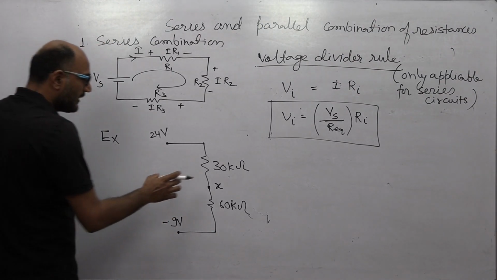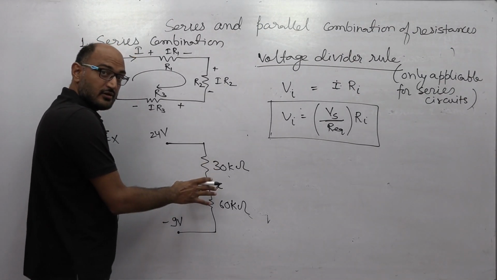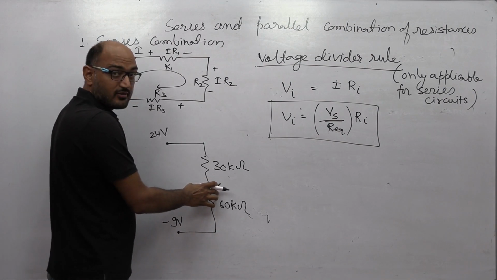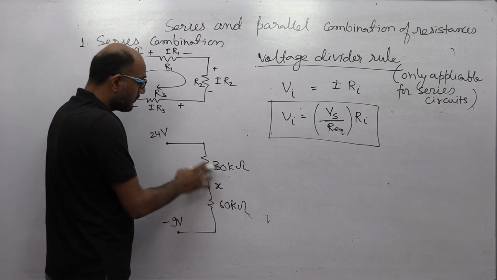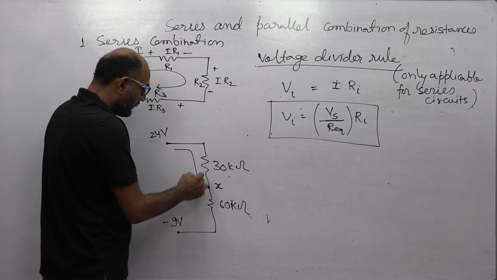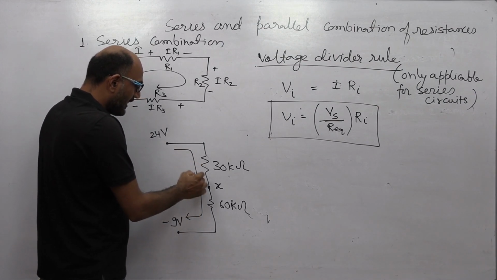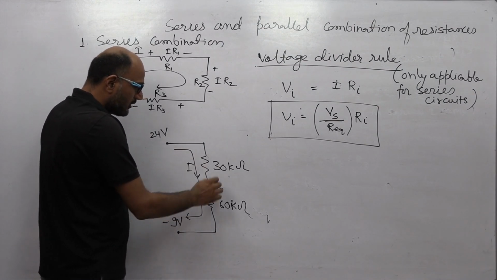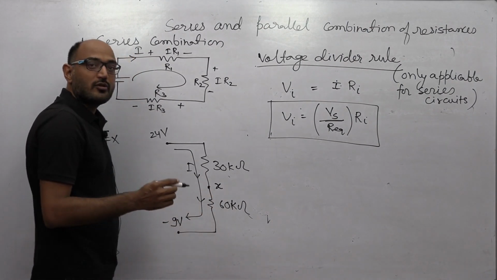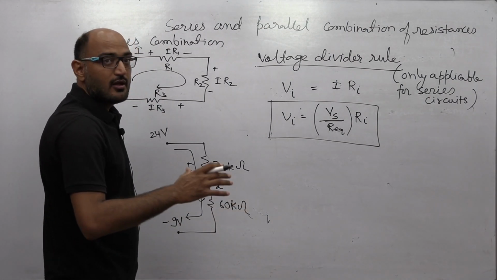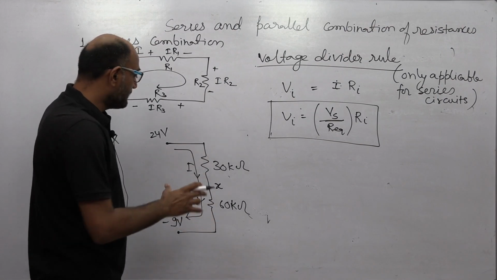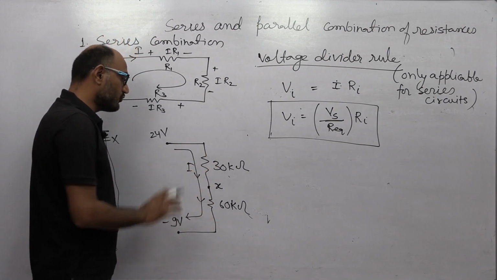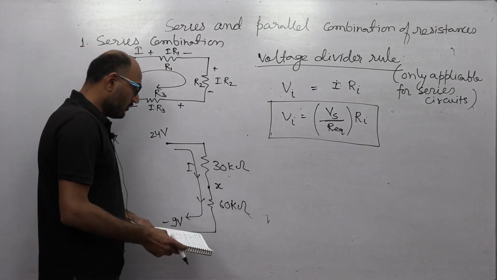तो ये क्योंकि आप देख रहे हैं कि there is no branch here through this X to share the current. So the same current, if the current is flowing through this circuit, then the same current I is flowing through the 30 kilo ohm and 60 kilo ohm resistances. So our concept that the same current is flowing in the series circuit is true. So we can apply the voltage divider rule here.